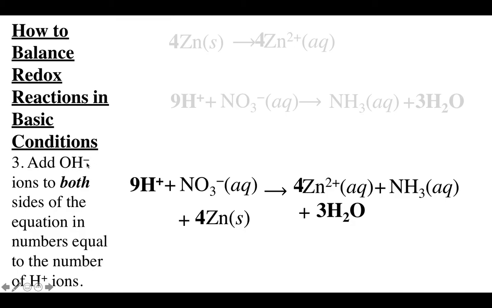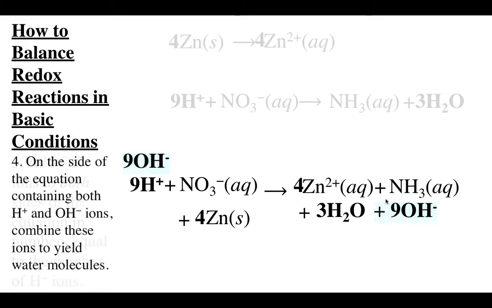And that's because we're balancing under basic conditions. Hydroxide makes solutions basic, just like protons make solutions acidic. So I'm going to have to add OH- ions, but to both sides of the equation. And I'm going to have to add them in equal number to the number of protons. So how many protons, students, are in this equation? We have 9 protons. So I'm going to have to add 9 hydroxide ions. And not only to the left side, but to the right side. That's where some students mess up. They forget to add to both sides.